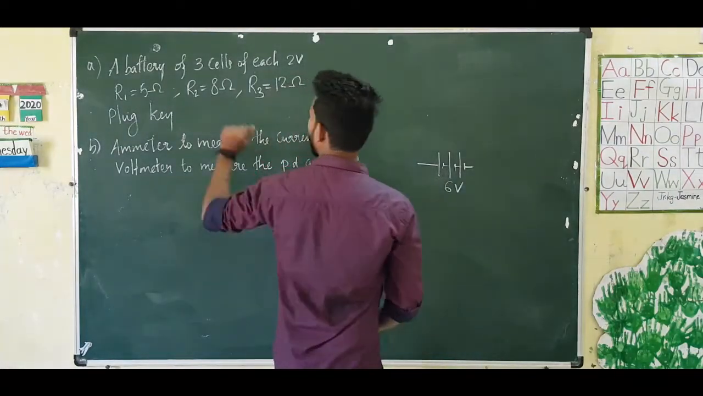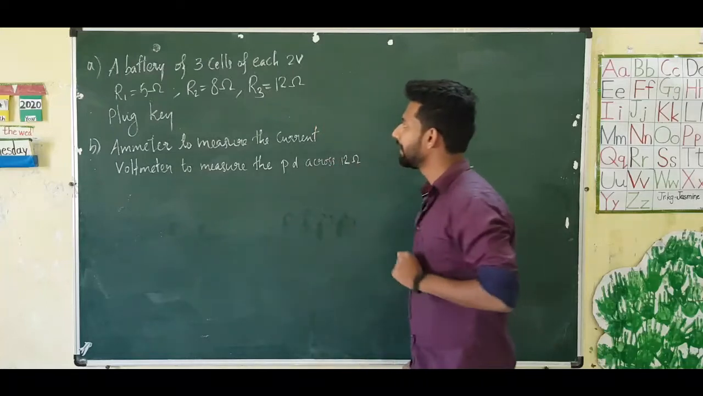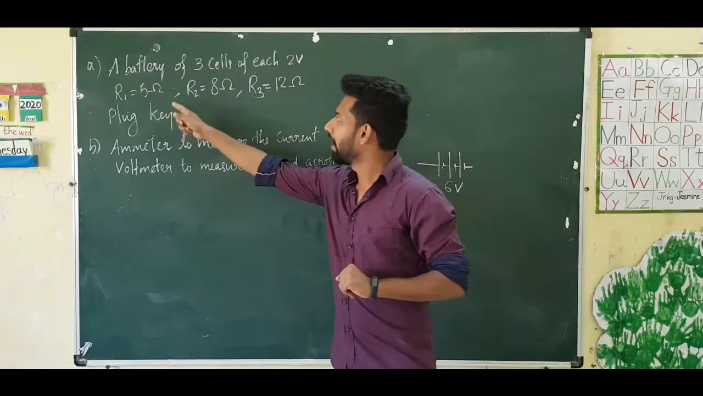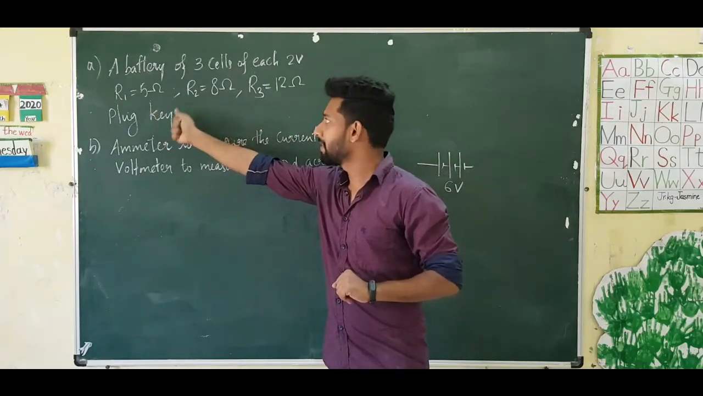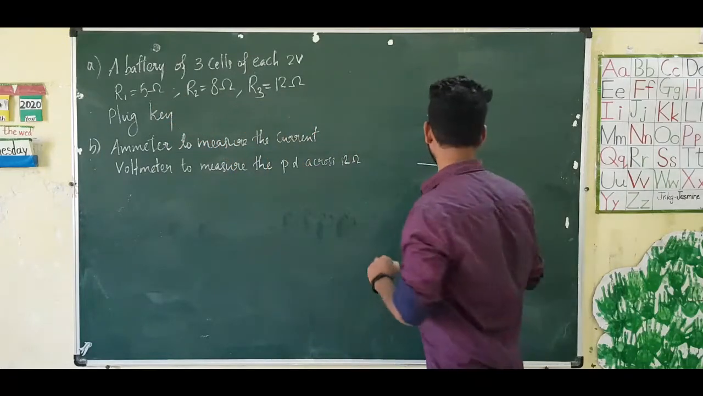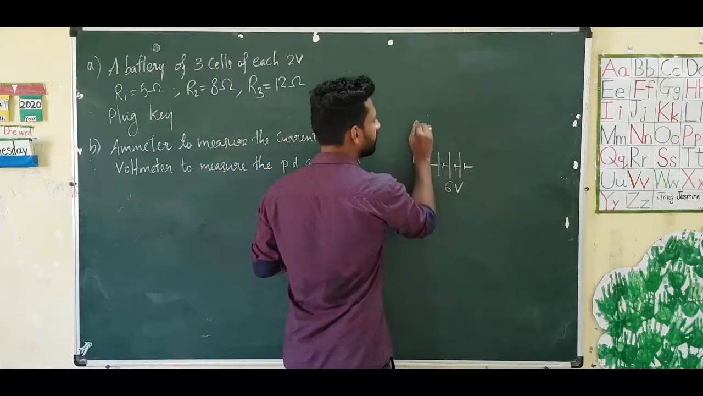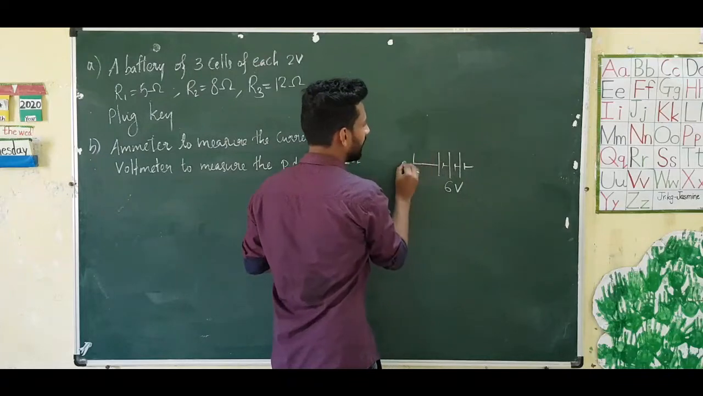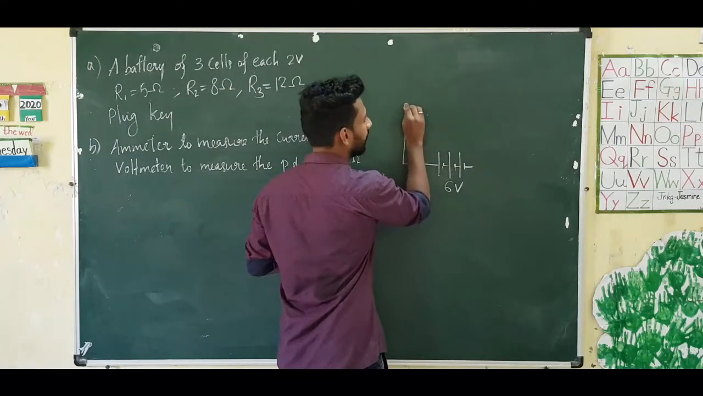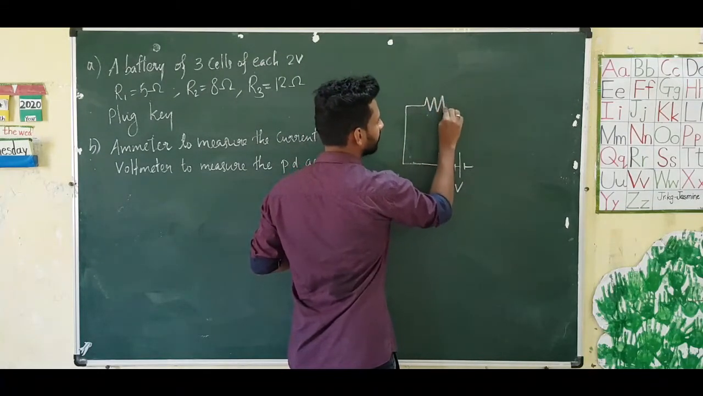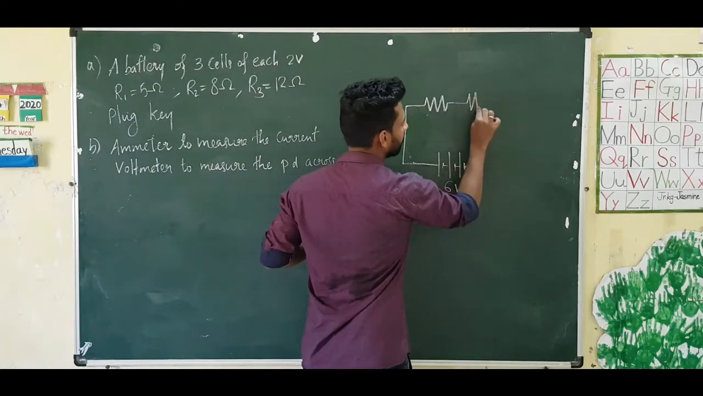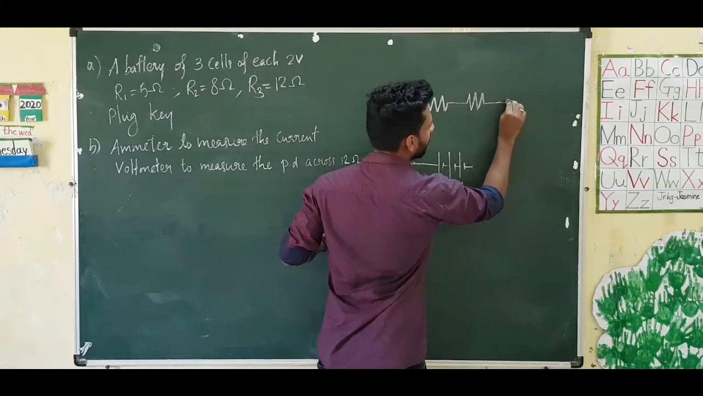Now we have to connect the resistors in series. 3 resistors are there; I represent the three resistors as R1, R2 and R3. We can simply draw the three resistors connected in series: first resistor, then second, then third.